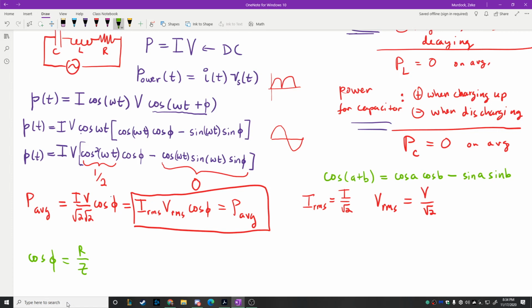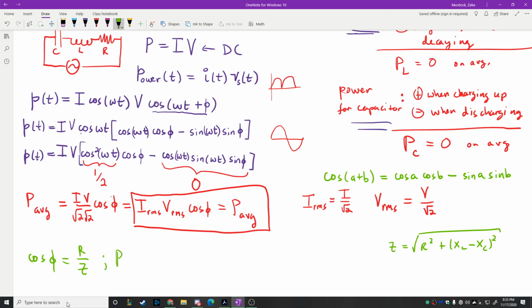Z is always bigger than R, if that helps you to remember this, right? Because if you look at what Z is, the square root of R squared plus XL minus XC squared. So Z is guaranteed to be bigger than R, because this is like three sides of a right triangle, and the hypotenuse is always longer than the legs. So if we plug that in here, this turns out to be something kind of interesting.